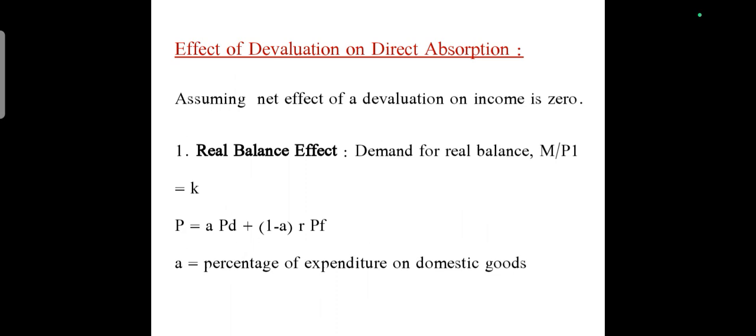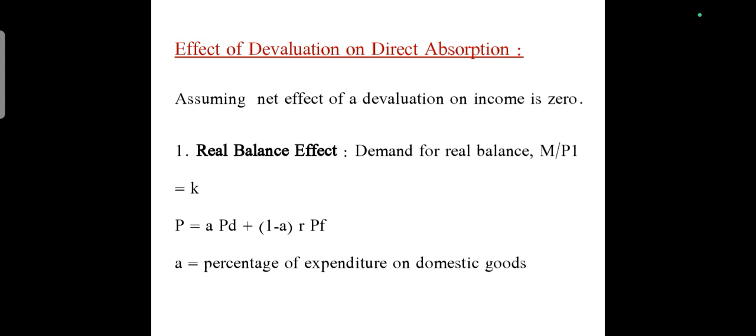Now, in this stage, we will discuss the effect of devaluation on direct absorption. First, we will assume that the net effect of a devaluation on income is 0. Then we will see the real balance effect. We express the demand for real balance by money supply divided by the price level, which is equal to a constant k. Here the price level P is equal to PD plus 1 minus A R into PF.